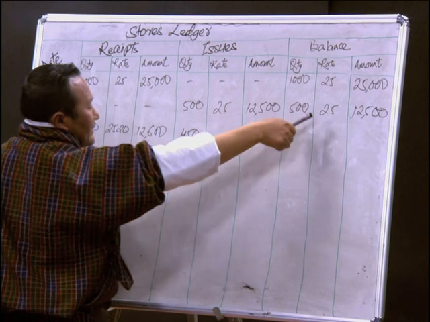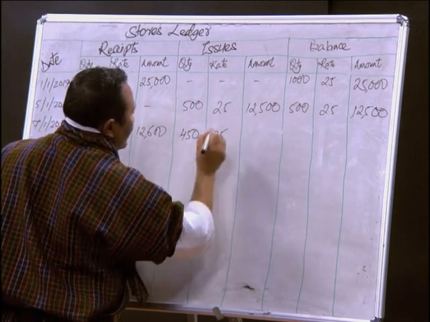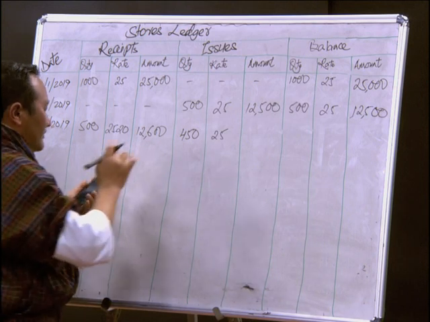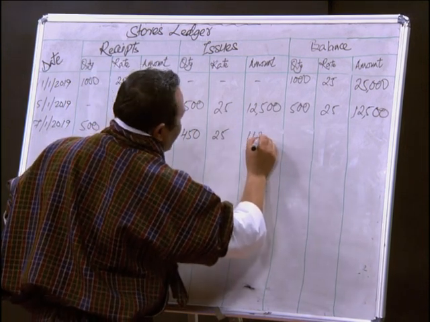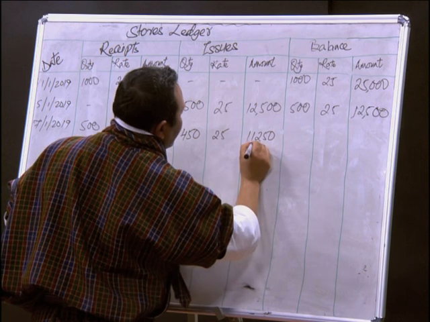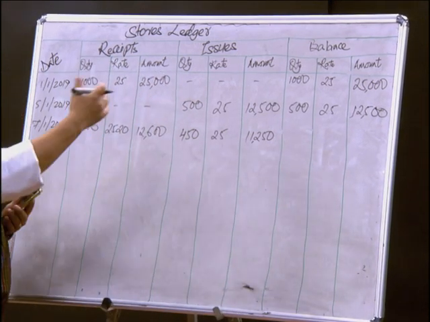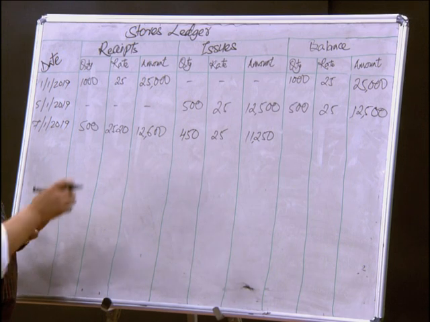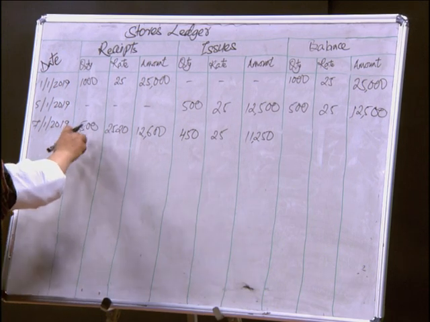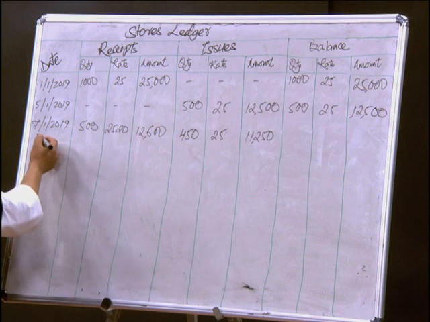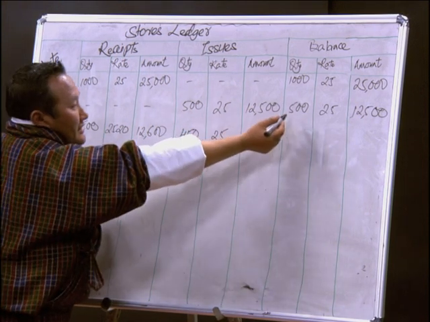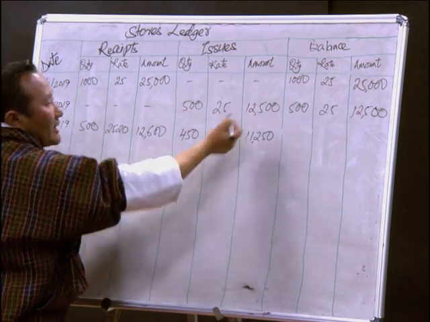So the rate again is 25. So 450 times 25, we get 11,250. So that is the amount. Now the next question is, since we are using the weighted average method, we have to carry forward the balance, because on day 7 we have the new receipt of 500 units, and we have made an issue from the previous lot, and yet we are still left with a certain amount.